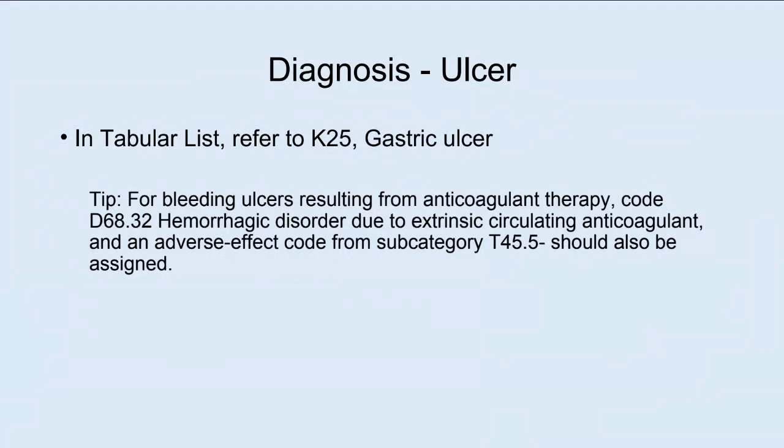Another tip under K25, a tabular list, reads, for bleeding ulcers resulting from anticoagulant therapy, code D68.32, hemorrhagic disorder due to extrinsic circulating anticoagulant, and an adverse effect code from subcategory T45.5 should also be assigned. Well, this is interesting, but not really related to this specific case, but it's important to check and read all the tips just to be sure.